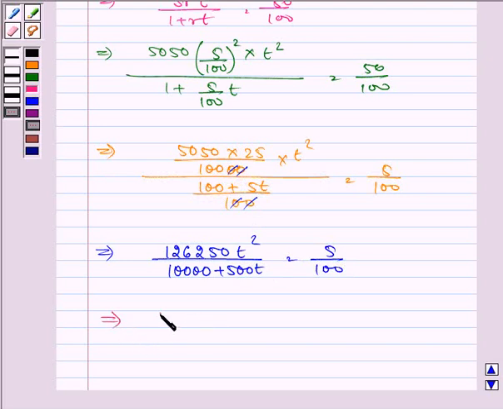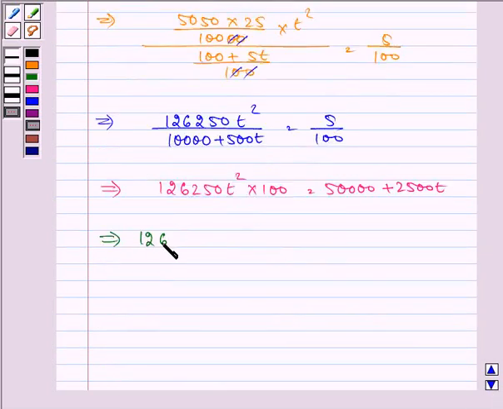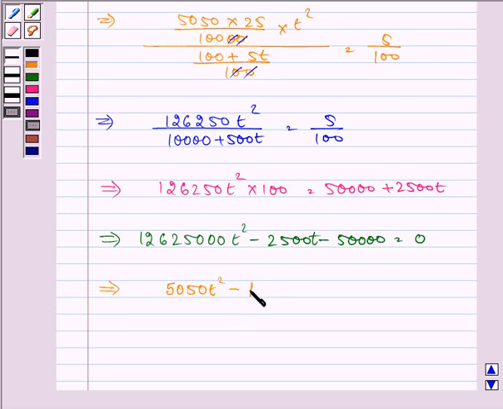Now further, we have 126250 t square into 100 equal to 50000 plus 2500 t, that is after cross multiplying. Now we have 126250 t square minus 2500 t minus 50000 equal to 0. Now on dividing the whole equation by 2500, we have 50.5 t square minus t minus 20 equal to 0.